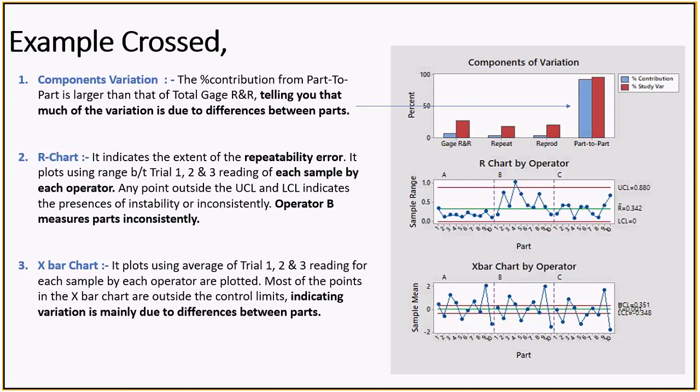Always you should have more part-to-part variation or part-to-part component variation instead of gauge R&R. If you have less gauge R&R variation, it means your measurement system is good. If you have more gauge R&R variation, it means your measurement system is not good.